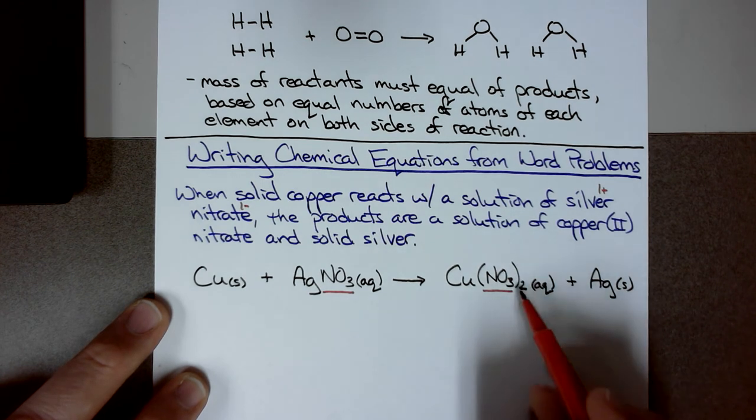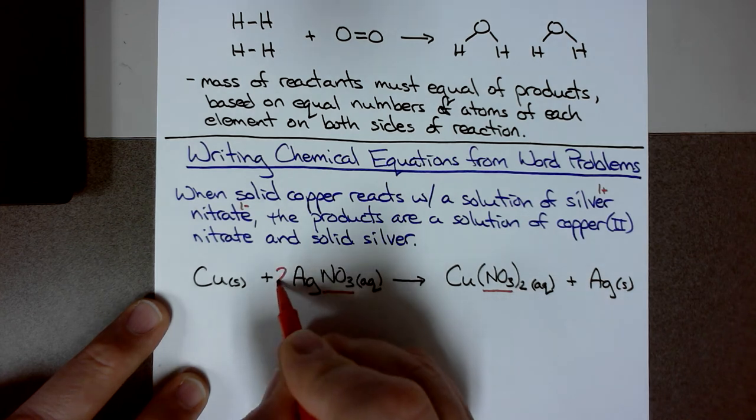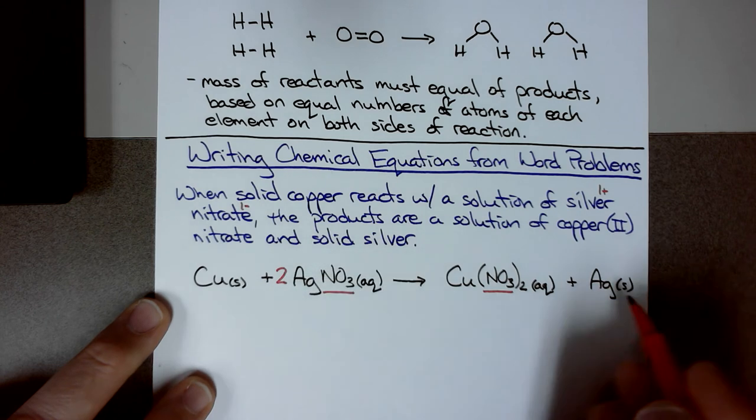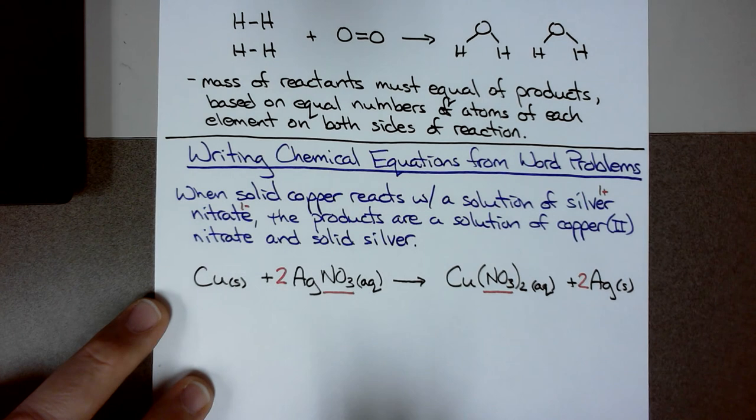Now remember, nitrate in this case is a single unit. And I have 2 here and 1 here, so I have to put a 2. As soon as I do that, I now have 2 silvers. I only have 1 here, so I have to put a 2 here. And then I have 1 copper, 1 copper. So now it's balanced.